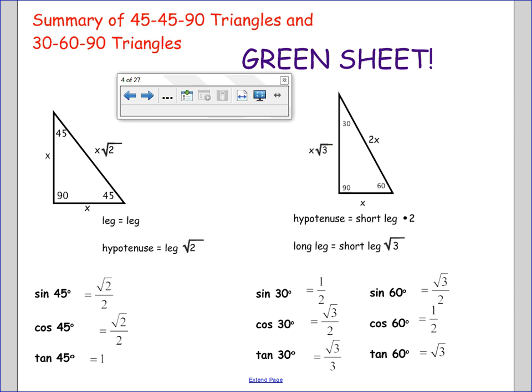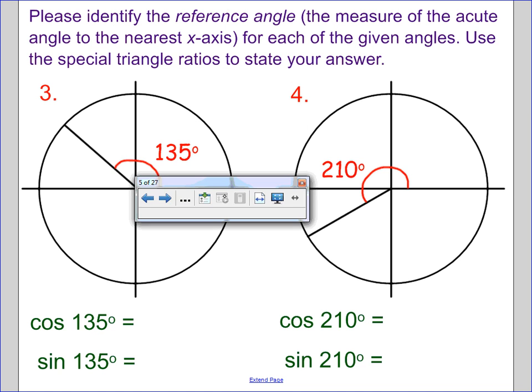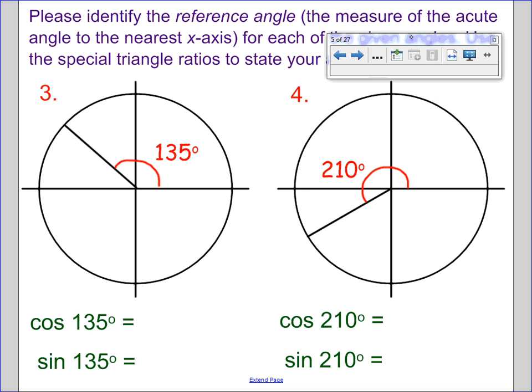The key is determining which it's going to be, and then we can use our green sheet to get the magnitude of sine or cosine. The key thing we'll have to be on the lookout for is if we have to add a negative sign or not, based on the quadrant in which the terminal side of my original angle lies. So let's take a look at 135 degrees. So 135 degrees, we're spinning, stop.